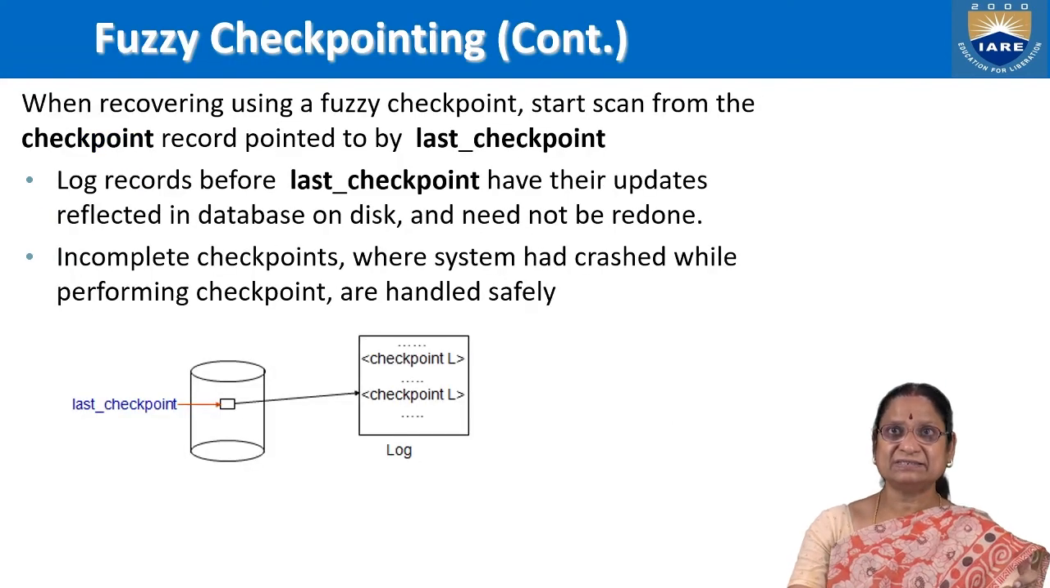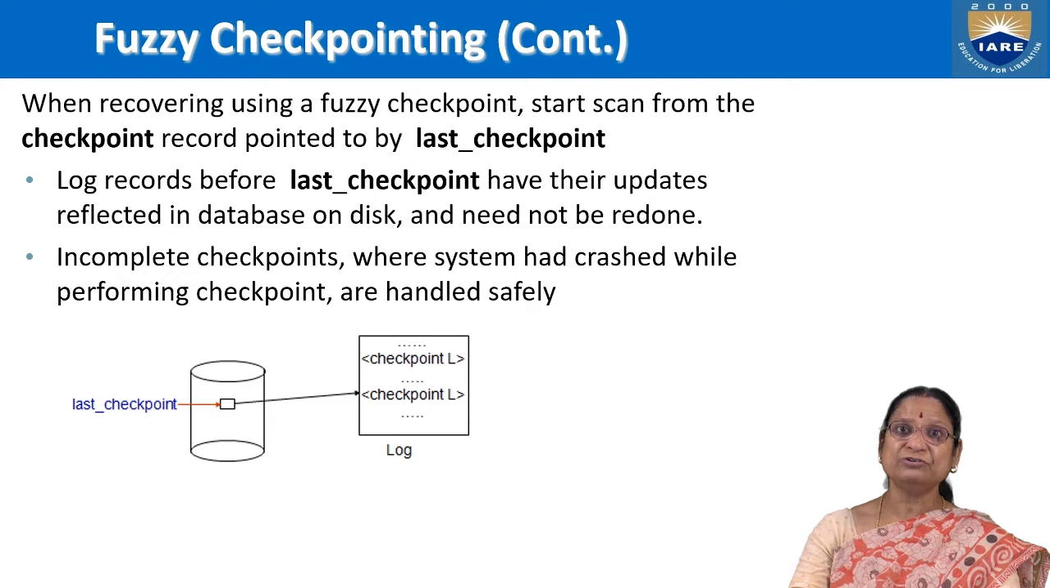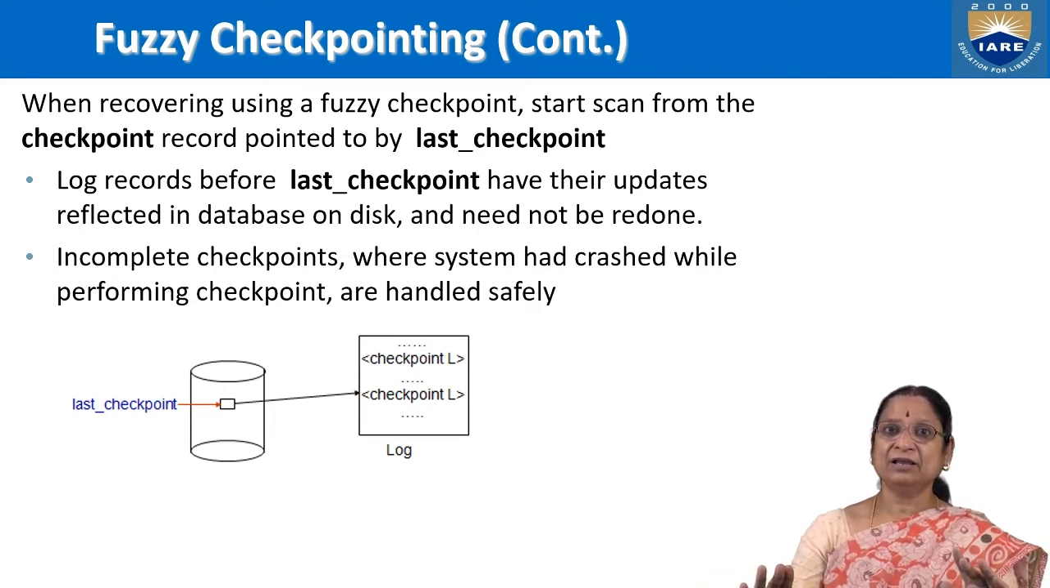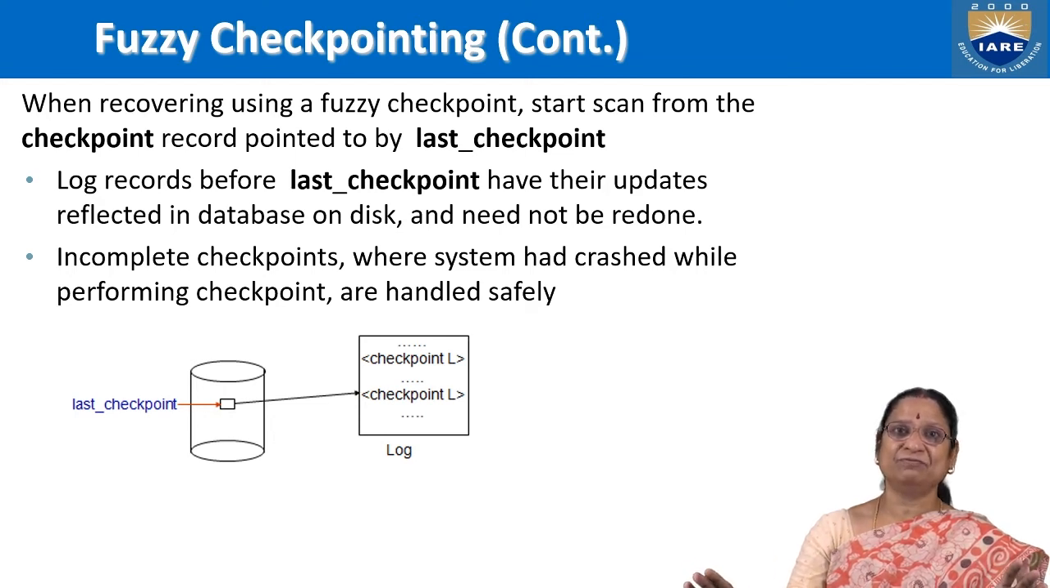By using this fuzzy checkpointing, recovery starts by scanning from the checkpoint record pointed to by the last checkpoint. The log records before the last checkpoint have their updates reflected in the database already, no? So we need not consider them. We need not read them because during fuzzy checkpointing the updated blocks and logs are already transferred. Already everything has been done.